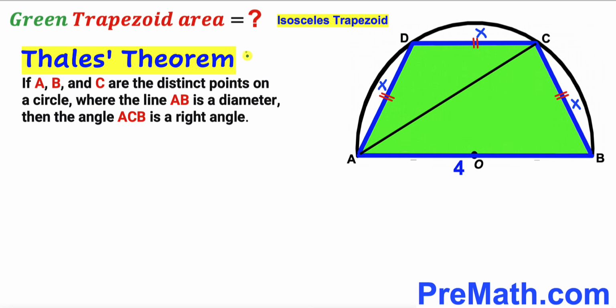Let's recall the Thales theorem. According to this theorem, if A, B and C are three distinct points on the very same circle, where the line AB is the diameter, then the angle ACB is going to be a right angle. In other words, it's going to be a 90 degree angle. So no wonder this angle ACB has got to be a 90 degree angle, since the points A, B and C lie on the very same semicircle.